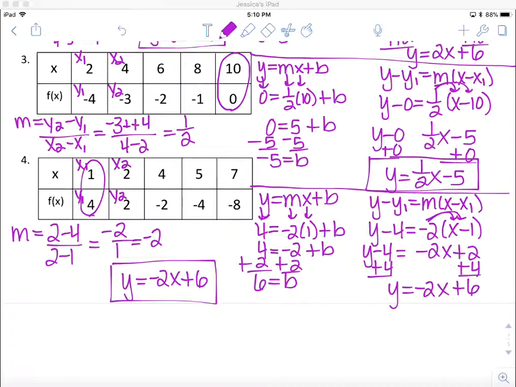Remember, you can choose the method that works best for you, whether you like to just look for the pattern, use y equals mx plus b, or use point slope. As long as you double check your answer and be careful with your signs, you should always end up with the same equation.